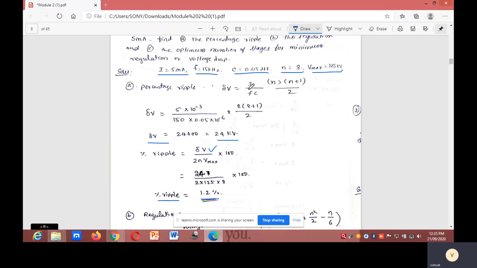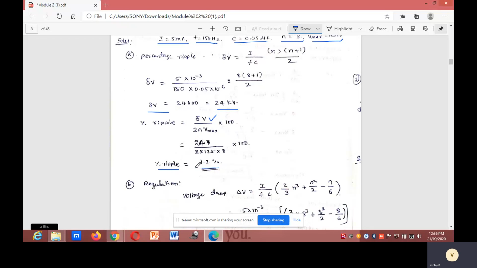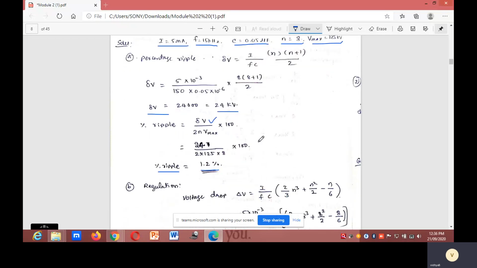Delta V, the ripple, is equal to I divided by FC, N into N plus 1 divided by 2. We know the value of N is 8 and I value is 5 milliamps, F value is 150 and C value is 0.05 microfarad. So substitute, you'll get 24 kilovolt. After substituting in the equation for ripple, you'll get 1.2%. V maximum value is given as 125 kilovolt.